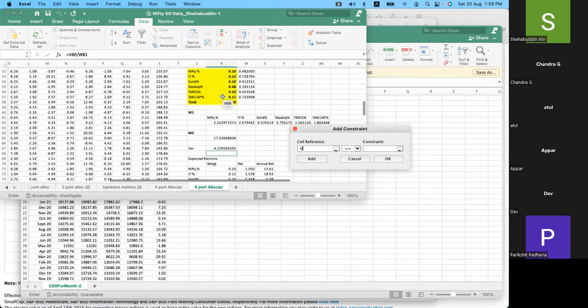Like V52 is less than or equal to 0.33. Correct. Is less than or equal to 0.34. Right? Don't say okay. Don't say okay. Add. Yeah. No, do that. 53. It was already done.